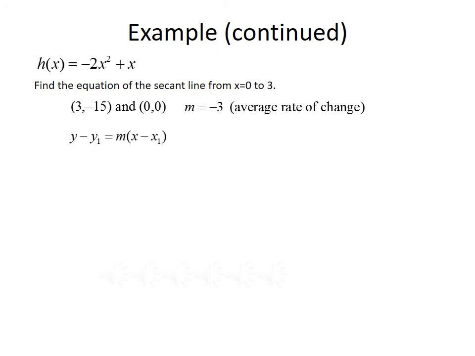So we can use the point slope formula for a line, y minus y1 equals m times x minus x1. And we can use either point, 3, -15, or 0, 0. For simplicity, I'll use the point 0, 0, so y minus 0 equals -3 times x minus 0. And if we simplify that, we get y equals -3x.